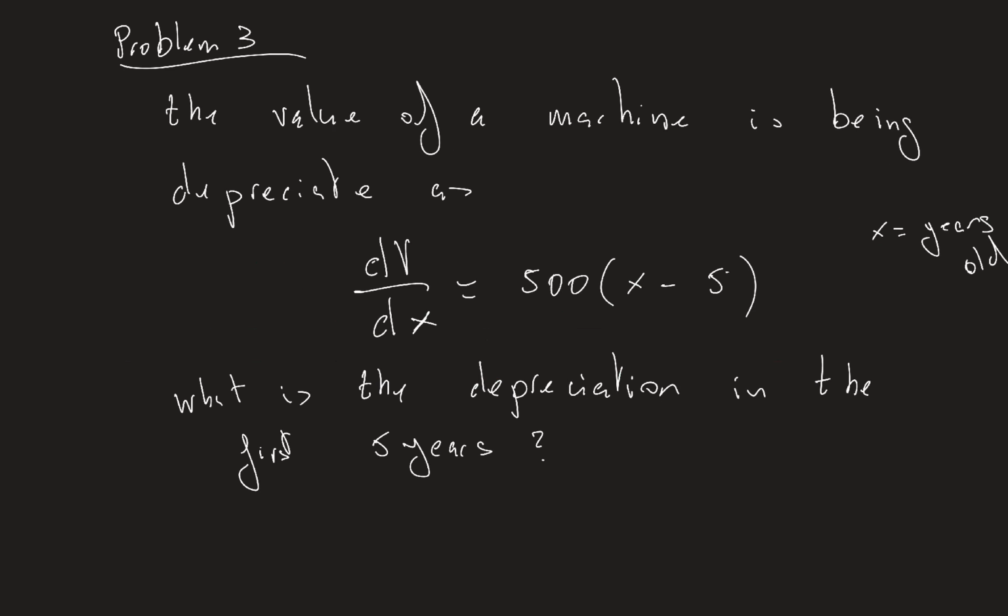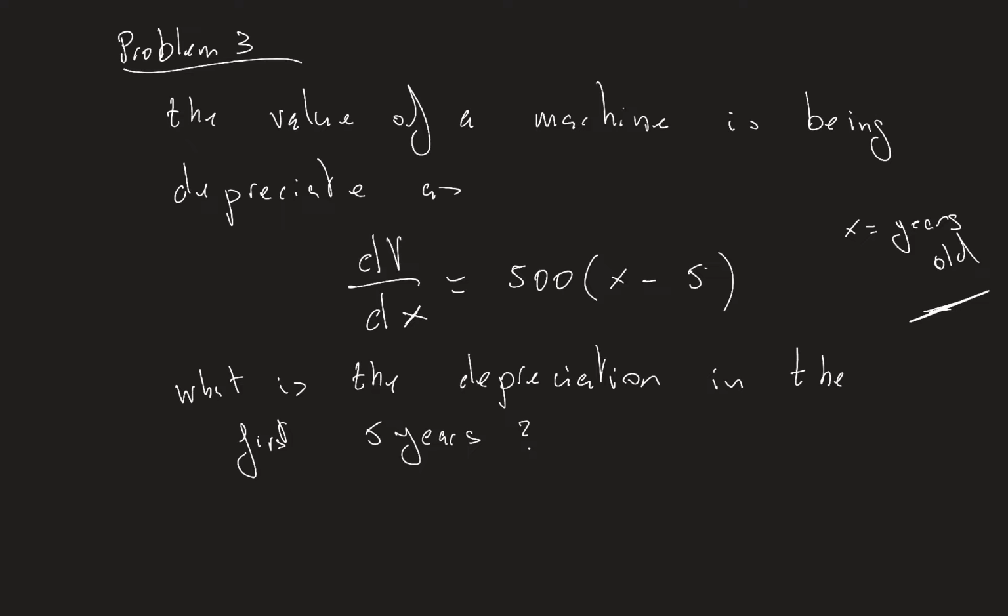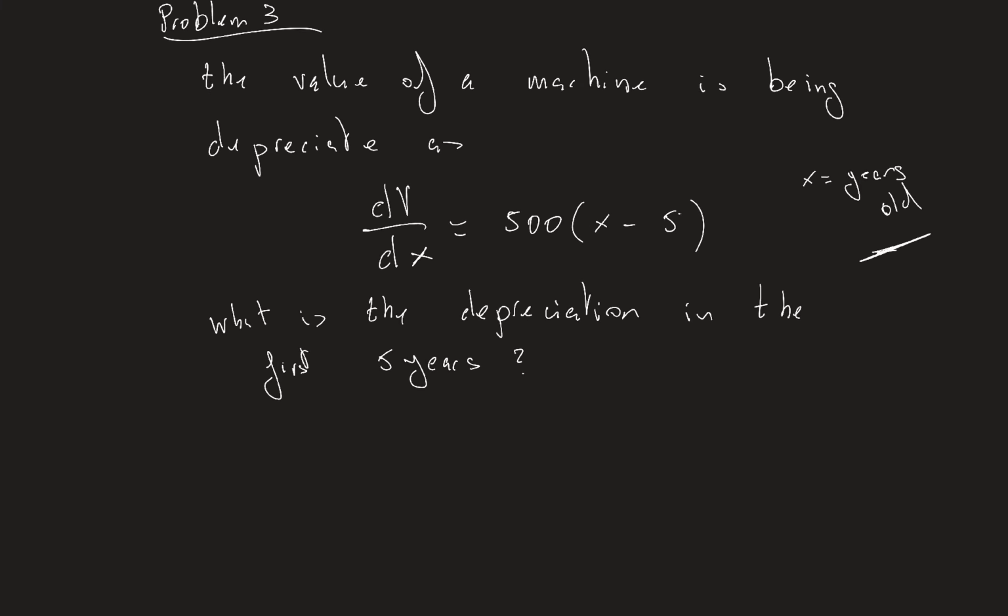Problem 3 says that the value of a machine is decreasing, it is depreciating. The change in the value per unit of time, where x is the time in years, meaning how old the machine is, the slope, is 500 multiplied by x minus 5. So the question is, what is the depreciation in the first 5 years? To do this problem, we need to apply the first fundamental theorem of calculus. So we have to do it like this.